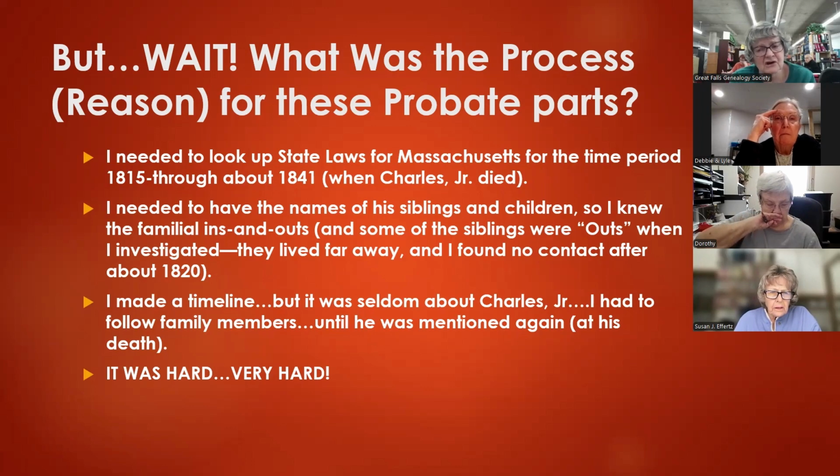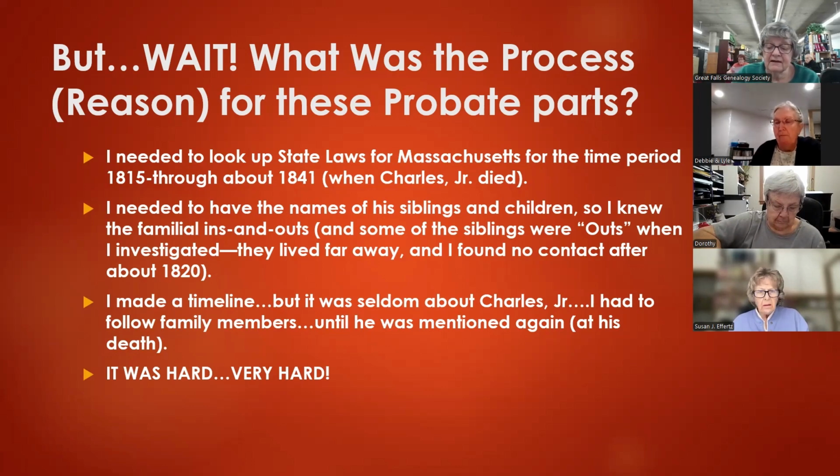So I knew the familial ins and outs, and I could recognize some of those names. Yes, there was always a Charles in each succeeding generation. Boy, did that help. A lot of them, though, lived far away. They ended up in this place that was actually related to Massachusetts because in colonial times it was claimed by Massachusetts. They ended up in Illinois. Many of them did. So they had very little to do with him through 1841. So I had to make that timeline where he was seldom mentioned. I had to follow family members until he was mentioned again at his death, and it was hard.